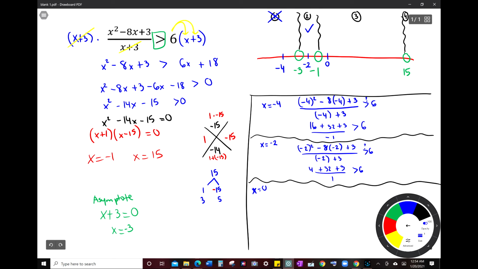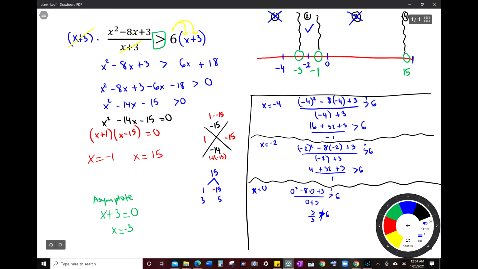So now I have 0 squared minus 8, times 0 plus 3, over 0 plus 3, greater than 6 with question mark. So it gives me 0, and 3 over 3 equals 1, and it cannot be greater than 6. It's false. So therefore this region doesn't work out. And we can try with the last region.